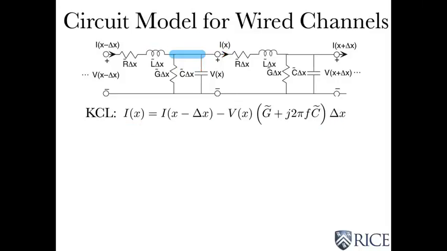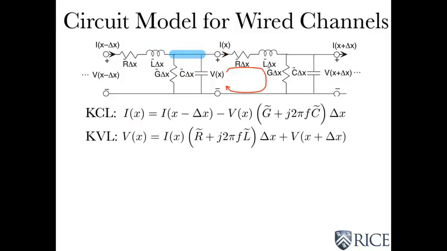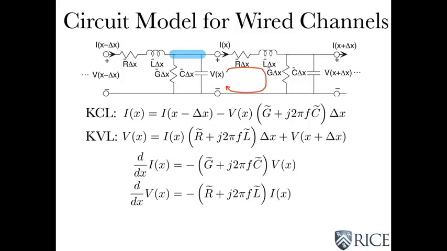We're going to write KVL around one loop, and we'll pick that loop. So this voltage is equal to this voltage, which is given by this, plus the voltage across this parallel combination, which is just the voltage out there. So I think you see where this is headed. I'm now going to rearrange the equation, let delta x go to 0, and arrive at a set of differential equations, one for the KCL equation, one for the KVL equation.